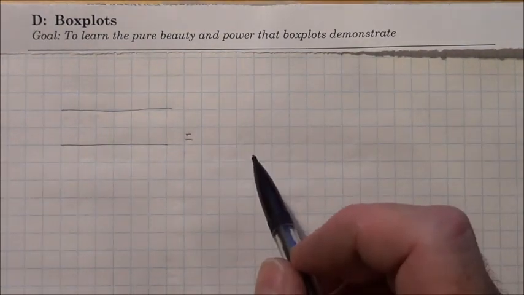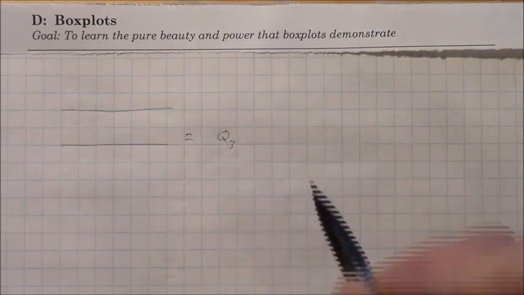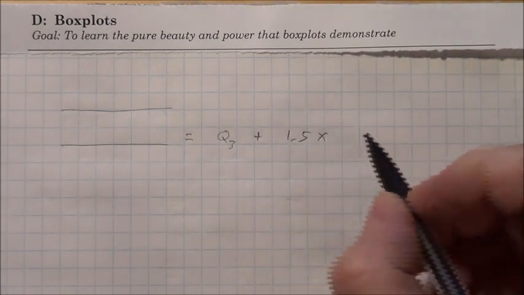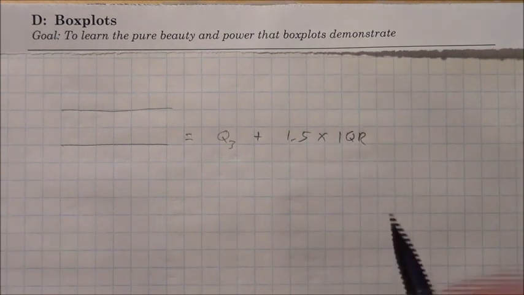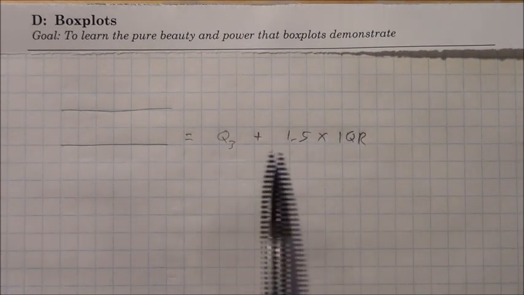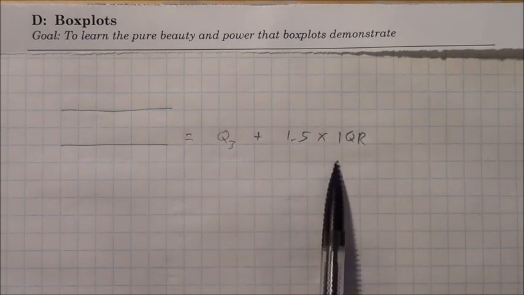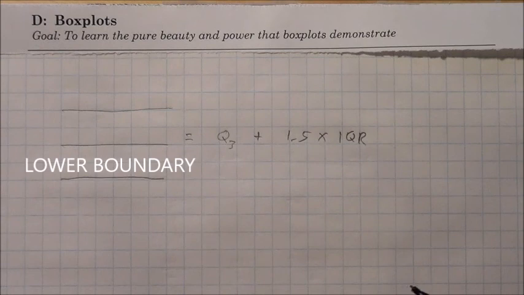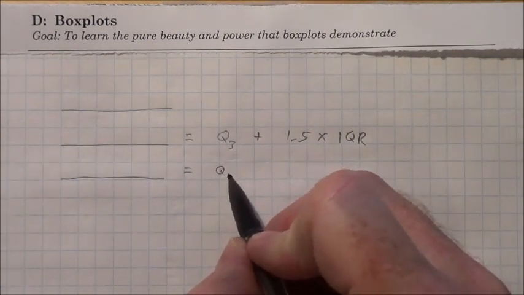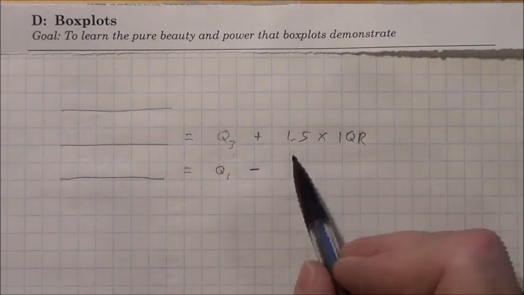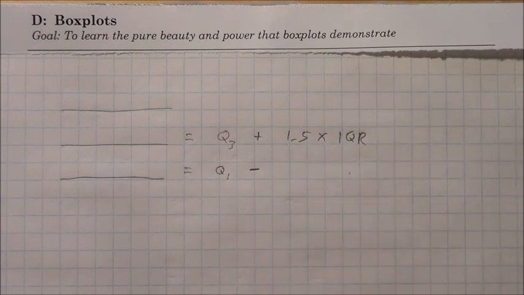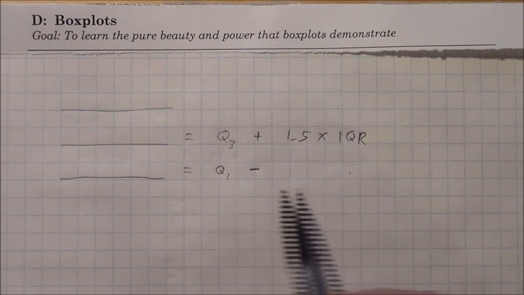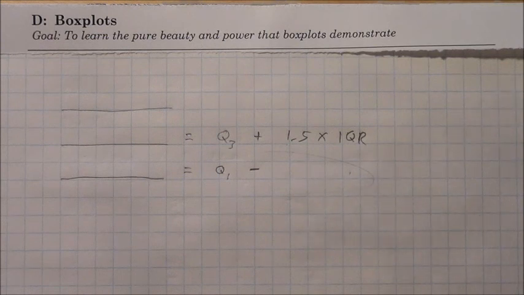For the upper boundary, we're going to take the upper quartile, Q3, and add to it 1.5 multiplied by the interquartile range. If there's any data that's larger than this value that we calculate here, that's going to be an outlier. For the lower boundary, we're going to take Q1, the lower quartile, and subtract 1.5 times the interquartile range. And that will tell us if there's any data values less than that calculation. That will tell us if that's an outlier on the low end.